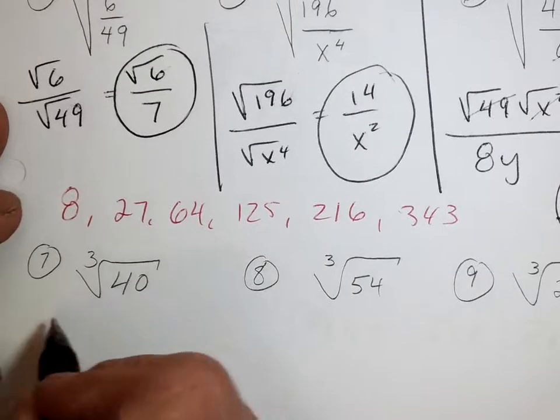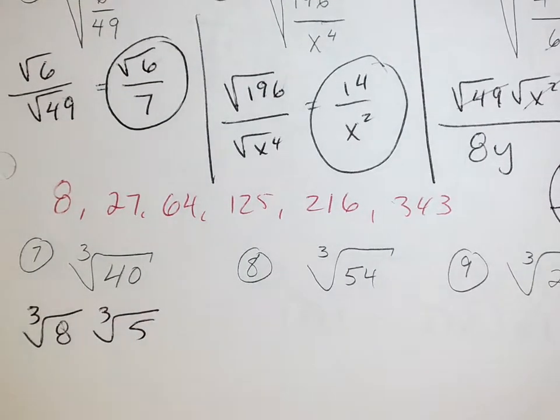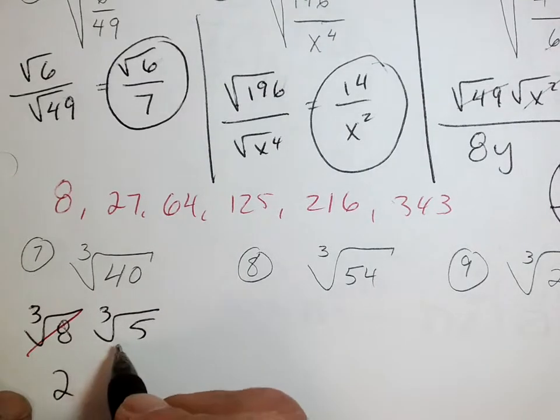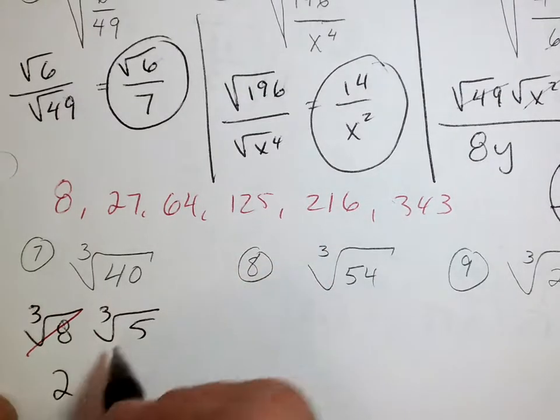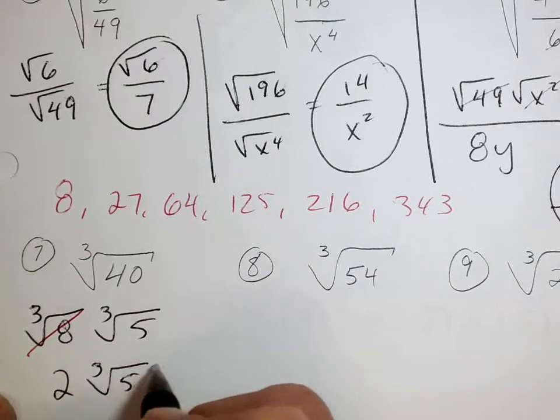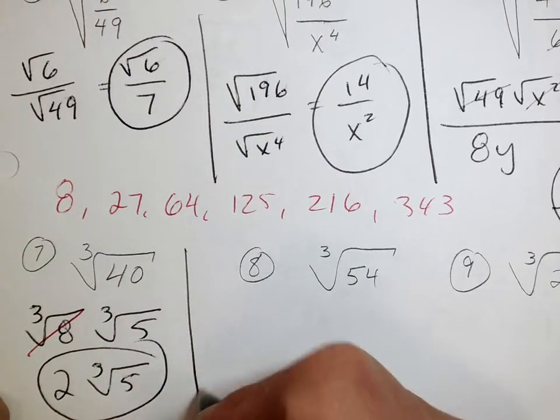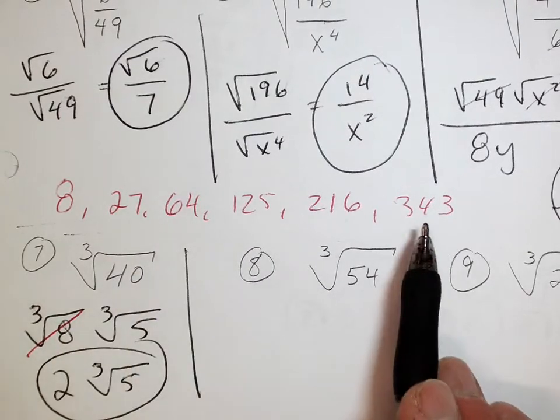So I'm going to go cube root of 8, cube root of 5, right? Because 8 times 5 is 40, but 8 is a perfect cube. We know that the cube root of 8 is 2. So I take the cube root of 8, I get a 2, and the cube root of 5 is some ugly decimal answer in your calculator. Just leave it as the cube root of 5. Okay? That's it. That's not so bad. As long as you have these numbers written down somewhere, or maybe in your head, you're good to go.